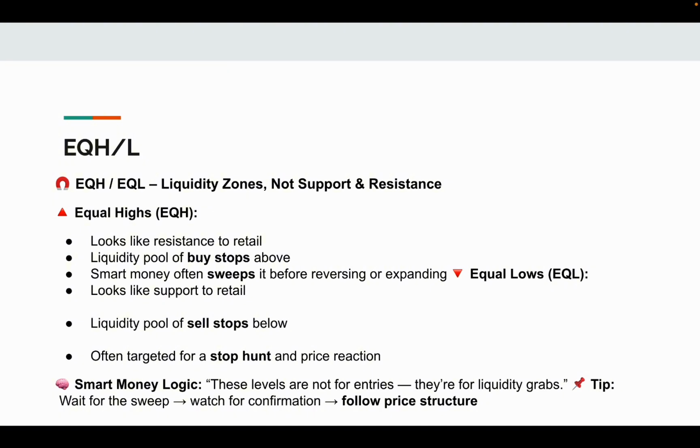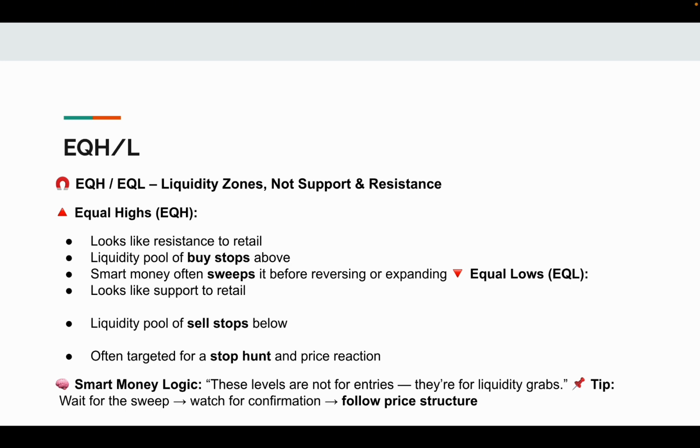Equal highs, equal lows. Liquidity zones are not always support and resistance. That's the reason why price most likely seeks those areas and does not use them as support and resistance. Most times, if you see an equal high or equal low, you can see it more as a target, not a stop loss, more as a TP for your entry, or more like a reason why price would reverse after seeking the equal highs or equal lows.